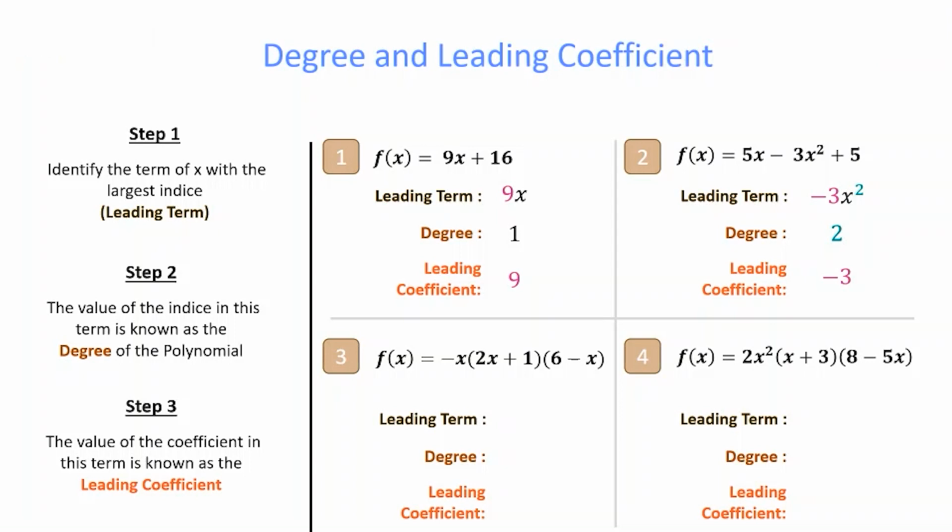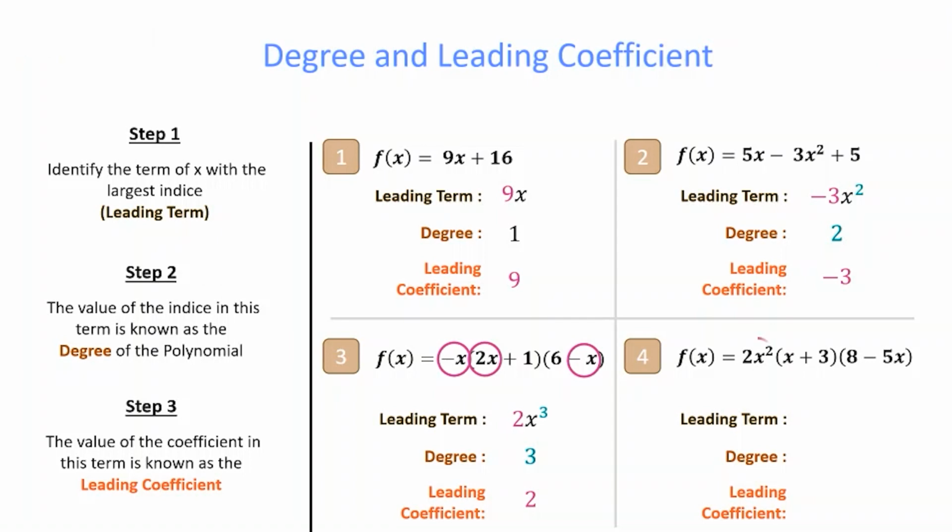Now, let's look at the third example. The leading term is 2x cubed. How did we get this? Well, we have minus x, we have 2x, and we have minus x. Don't forget, as these terms are in brackets, we need to multiply them in order to find the leading term. So by multiplying these terms, we get 2x cubed. The degree will be 3, and the leading coefficient will be 2.